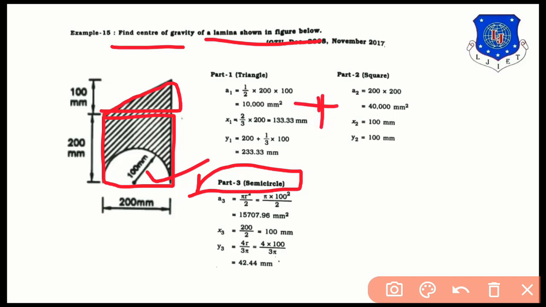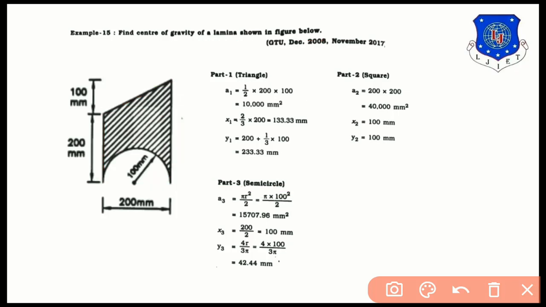Okay, so this is the variety of the numerical that we have to subtract the third part. Okay, so let us start the example. Now first of all, check the dimensions of the triangle. Here the base of the triangle will be 200 mm and the height of the triangle is given as 100 mm. So this is the triangle. In the part 1 triangle, we can find area is equal to, according to formula, 1/2 base into height. So 1/2 base into height means base 200, height 100, answer will be 10,000 mm square.